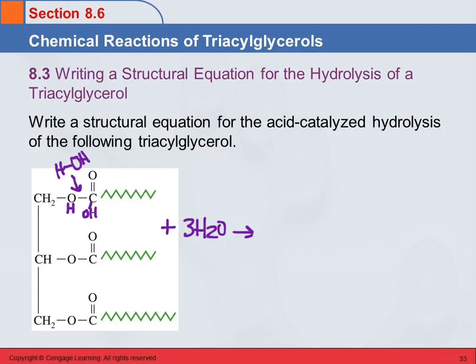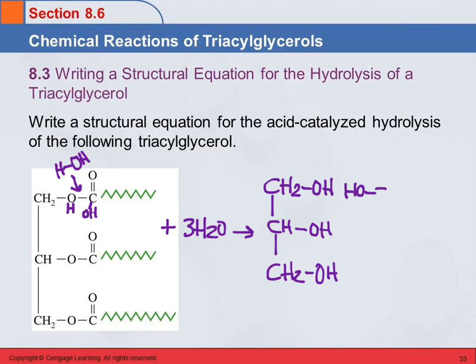We're going to get glycerol, CH2OH, CHOH, CH2OH. And our other products are going to be fatty acids. So what do we have here? 1, 2, 3, 4, 5, 6 peaks.